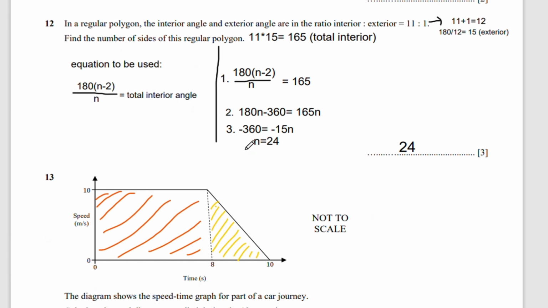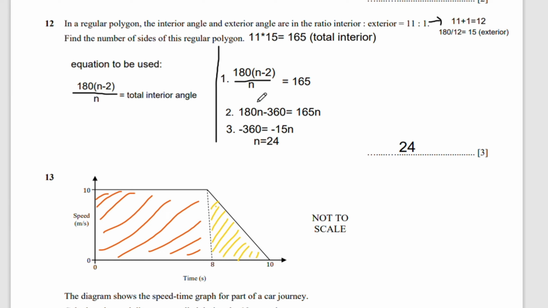Going to one of the questions that students can make a lot of mistakes in, it all depends on memorizing equations. You need to memorize certain equations before your exam to have your full mark in your pocket. So in a regular polygon, the interior angle and exterior angle are in the ratio of 11 to 1. Find the number of sides of the regular polygon.